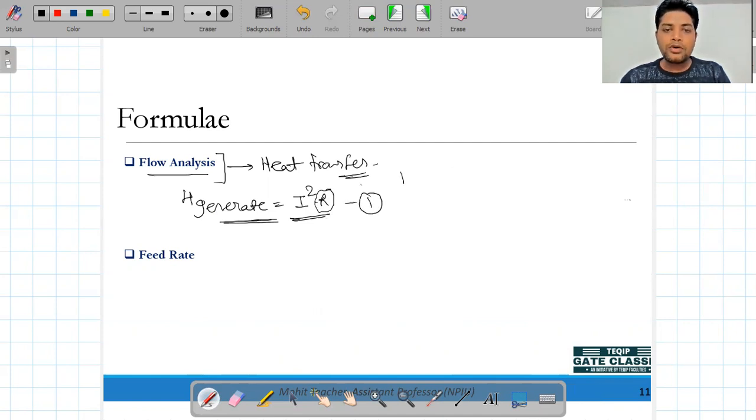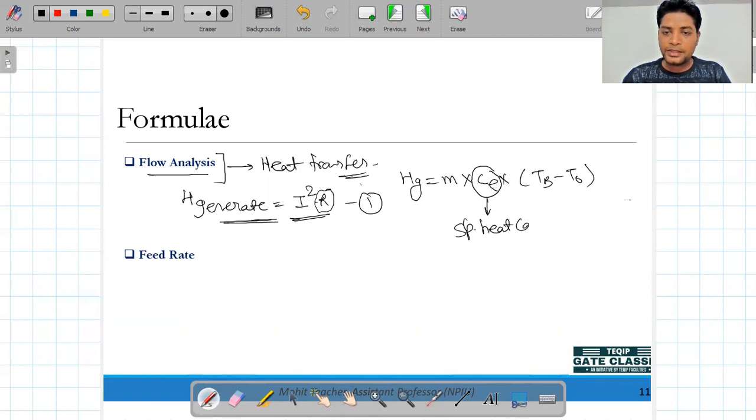Second is how much amount of the heat is absorbed by the electrolyte, because of which the material starts releasing, meaning ions start displacement. So how much amount of heat is absorbed? That will be M into CE into TB minus T naught. CE is nothing but the specific heat capacity, and TB is the boiling temperature or boiling point.